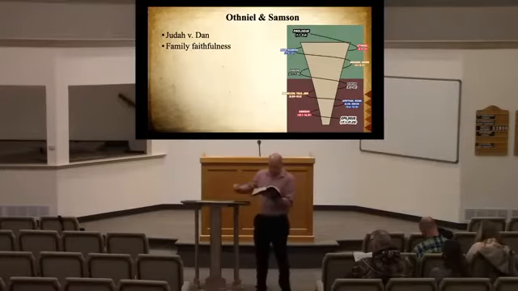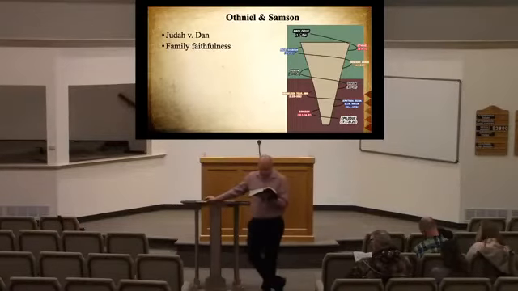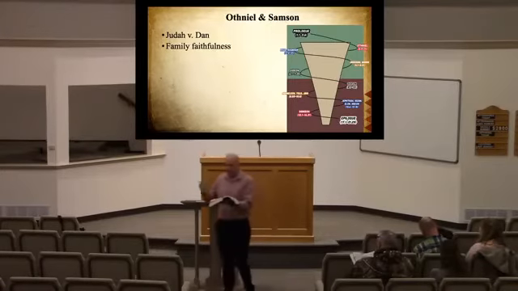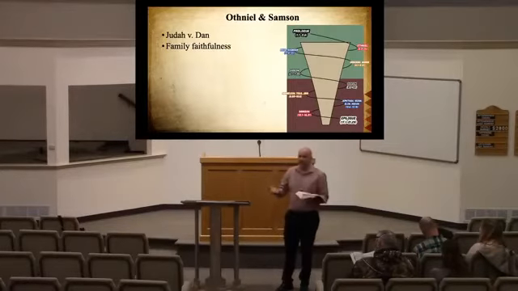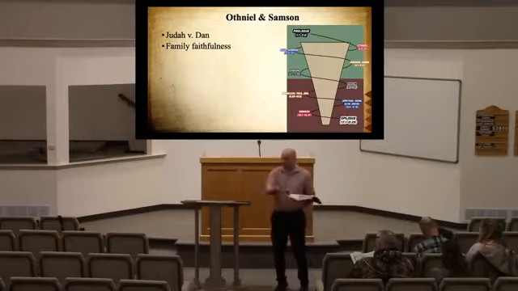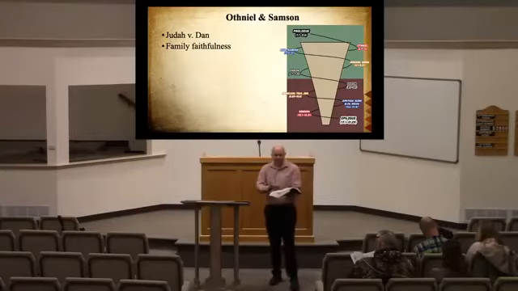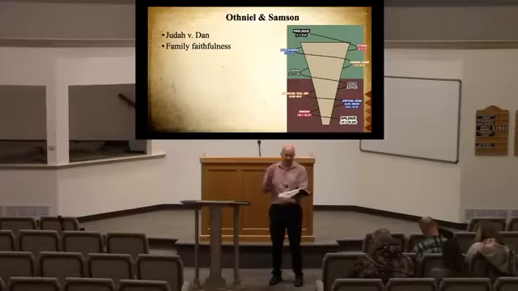In chapter 14, in verse 4, we stopped reading right about 4. It says, his father and mother did not know that it was from the Lord, for he, the Lord, was seeking an opportunity against the Philistines. At that time, the Philistines ruled over Israel. The one redeeming thing that we could say about this is that at least God is using these bad choices for his purposes, but there's nothing good about this. This is not what it's supposed to be.